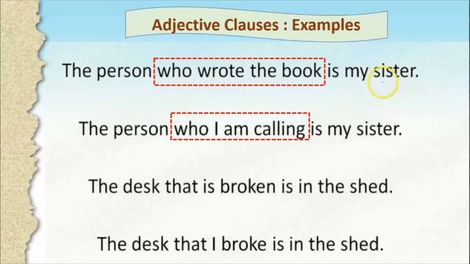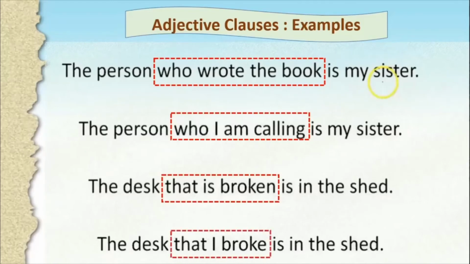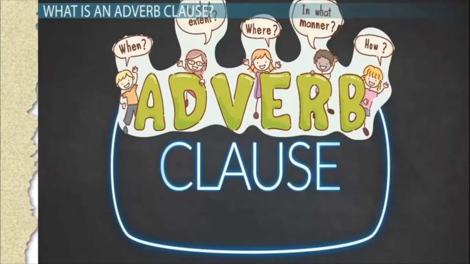Next example, the desk that is broken is in the shed. So the desk is in the shed is the main clause. That is broken. So what is wrong with the desk? The desk is broken. Okay. The desk that I broke is in the shed. Alright. So here we are talking about the desk and we are saying the desk which I broke is in the shed. So these are all examples of adjective clauses. Okay. Moving on. Let us talk about adverb clauses.